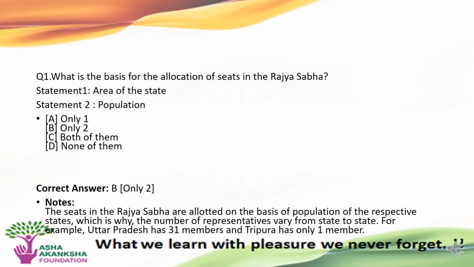The first question is, what is the basis of allocation of seats in Rajya Sabha? Statement 1, area of the state, or statement 2, the population of the state? Options are A, only one, B, only two, C, both of them, or D, none of them. The correct answer to this question is option B, that is only two, which is the population is the basis of the allocation of seats in the Rajya Sabha.